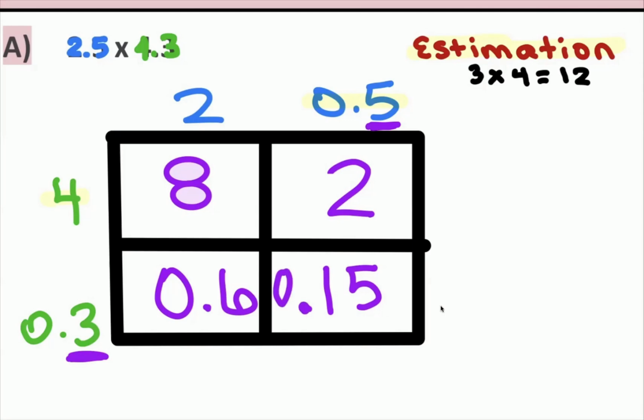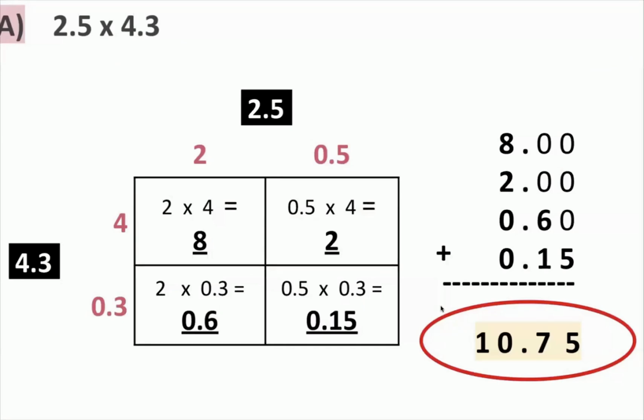Our last step is we're going to add each of these together. Make sure when you're adding that your decimals are completely lined up, one on top of the other. Okay, we added in some 0 placeholders so that everything could stay lined up. And then we get our final answer of 10 and 75/100. Our estimated answer was 12, and 10.75 is close to that. So we are on the right track. Go ahead and try B on your own, then come back to the video to check your work.